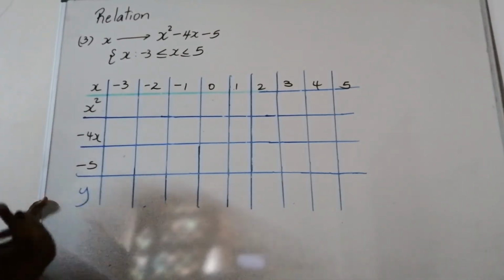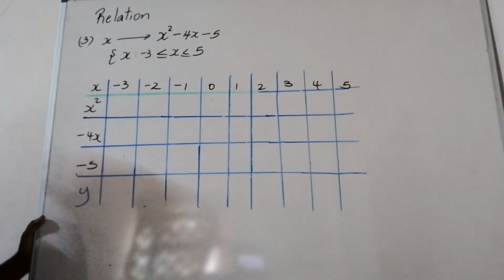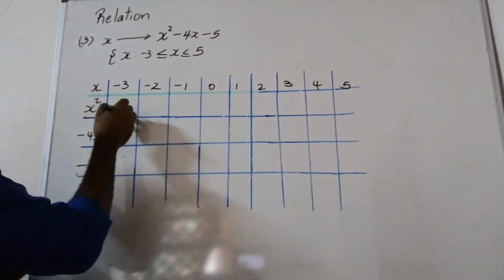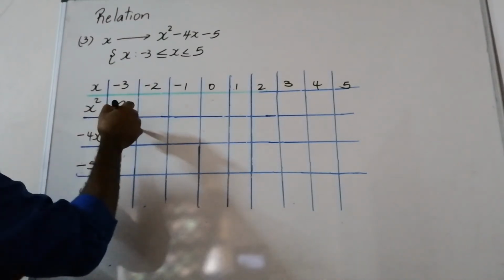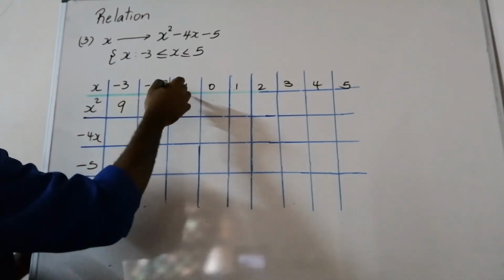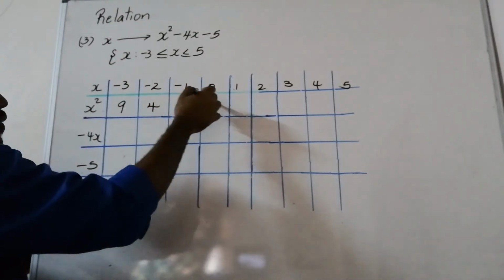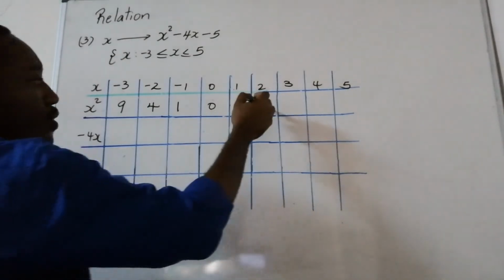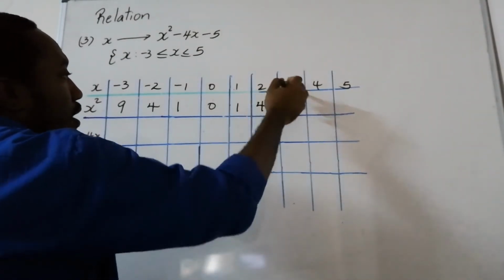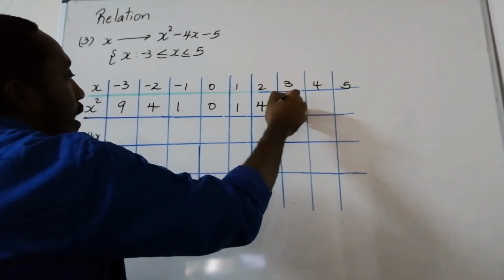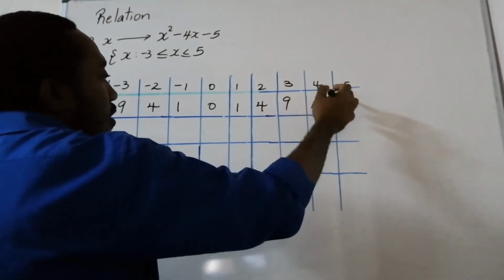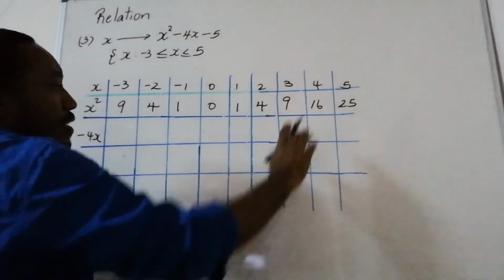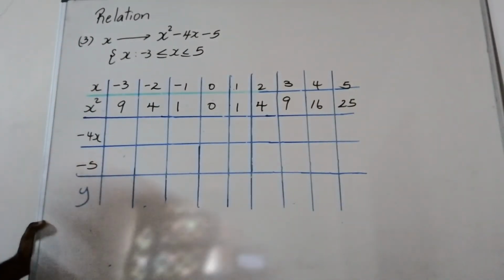So x squared means that we're multiplying x times itself. So negative 3 times negative 3 is 9. Negative 2 times negative 2, 4. Negative 1 times negative 1, 1. 0. 1 times 1, 1. 2 times 2, 4. 3 times 3, 9. 4 times 4, 16. 5 times 5, 25. So we have all the x squared values. We square all the x values.